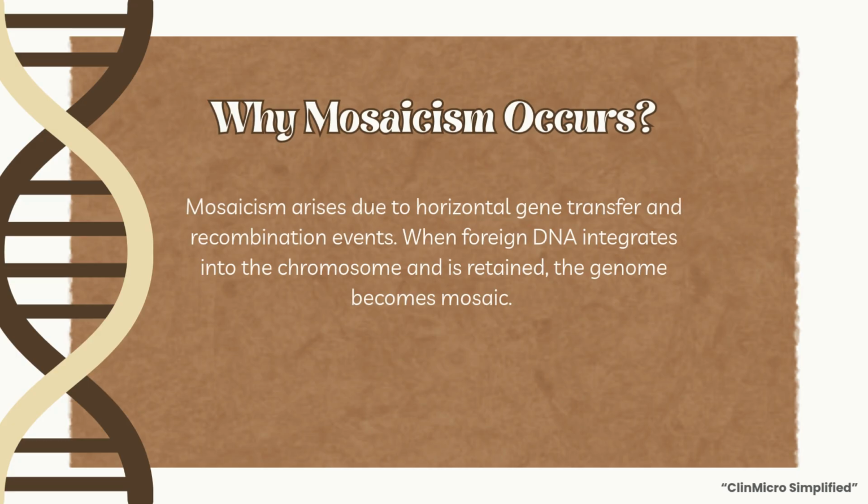Unlike higher organisms, bacteria do not rely only on vertical inheritance from parent to daughter cell. They frequently acquire DNA from unrelated organisms. This happens through horizontal gene transfer mechanisms. When foreign DNA integrates into the chromosome and is retained, the genome becomes mosaic. Over time, multiple such events build a genome that looks like a genetic collage.